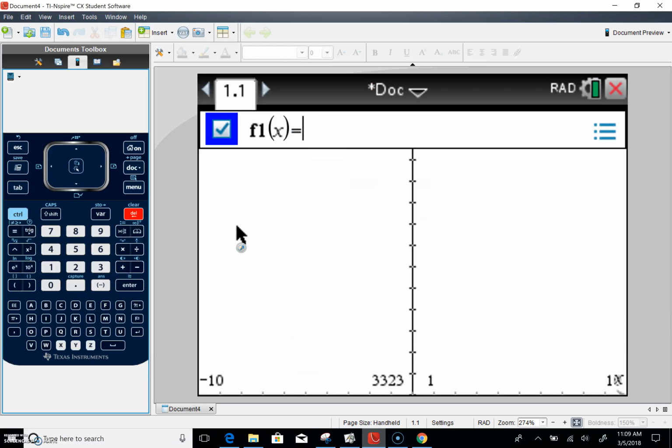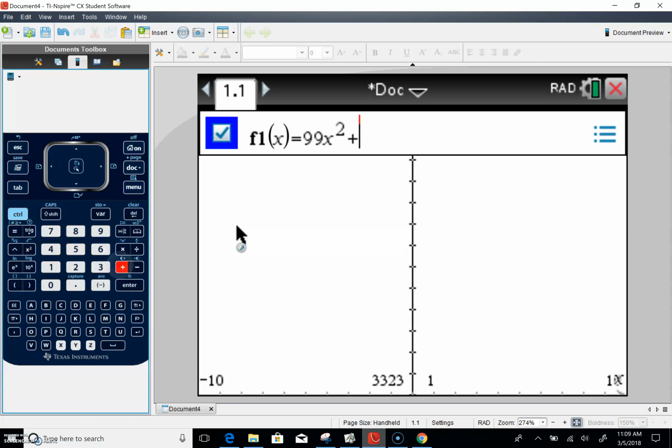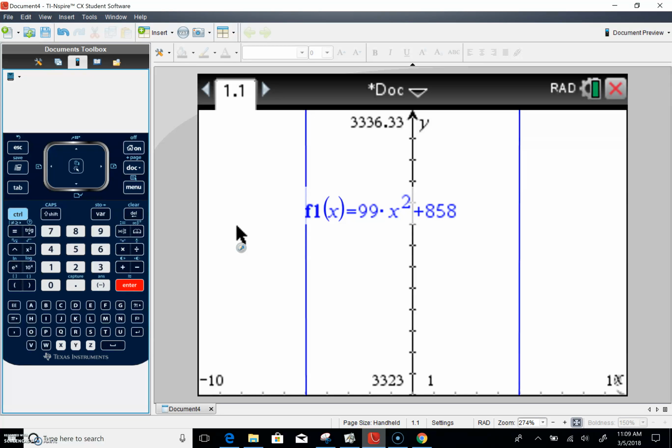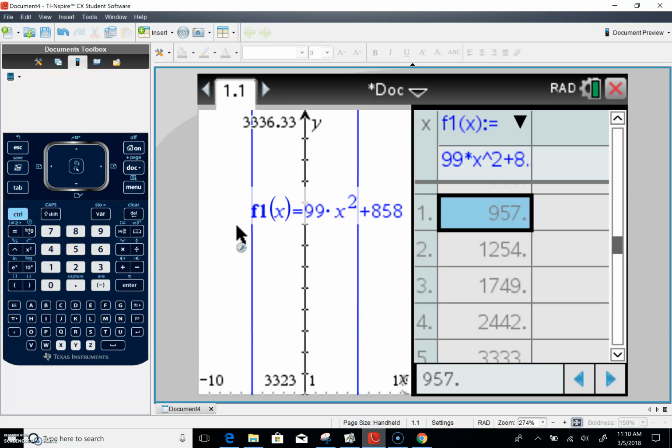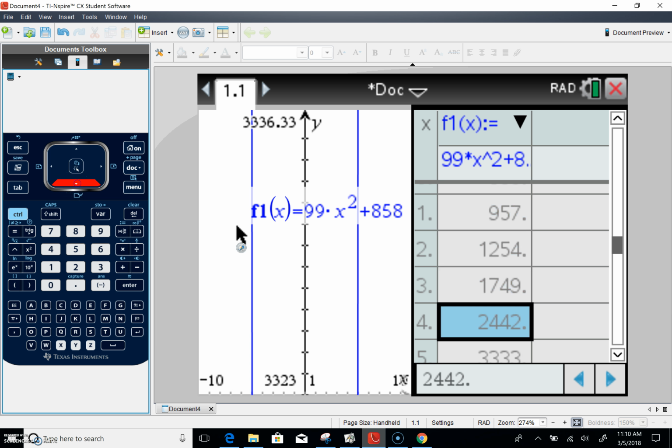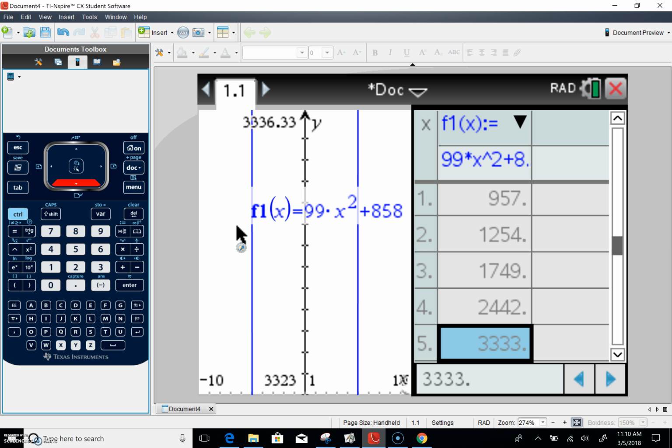I'm going to type in the equation. First one was 99. Instead of using t, I'm going to use x squared plus 858. Enter. Okay, that's what it's going to look like. And I'm going to go to my table. Control T gets you to your table. First number is 5, so I'm going to go down to where x is 5. Okay, and it's 3,333, which is incorrect.